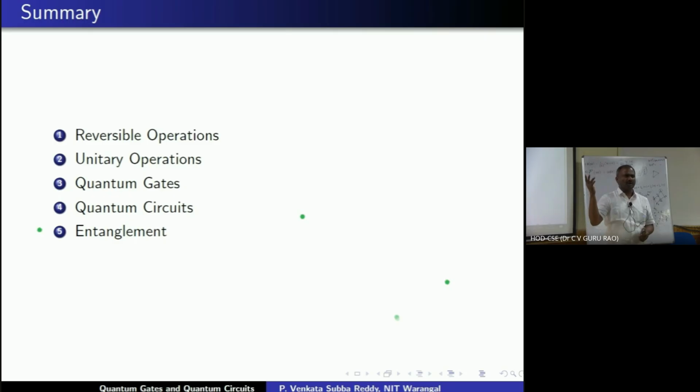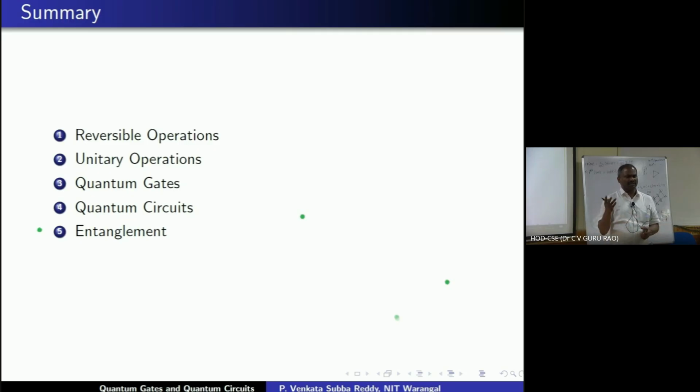Then we talked about the quantum X gate. For the X gate, what is the matrix? 0, 1, 1, 0 is the matrix. Similarly, the Hadamard gate: 1 by root 2, 1 by root 2, 1 by root 2, minus 1 by root 2. And we have given some circuits, and how to find the output if there is any circuit involving these. There are two different methods that we have seen.